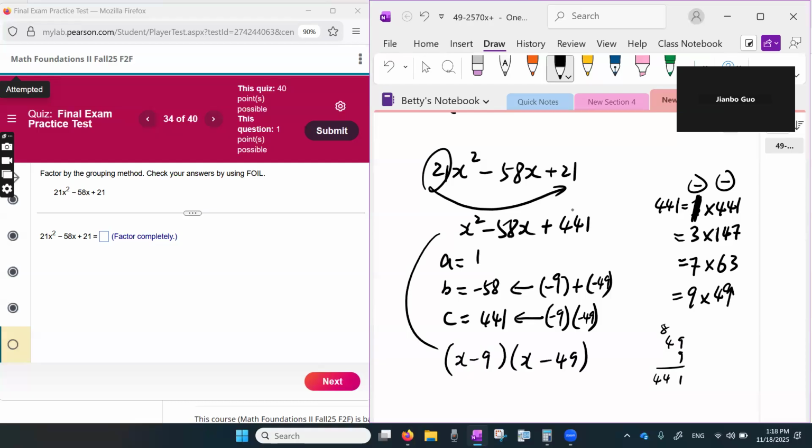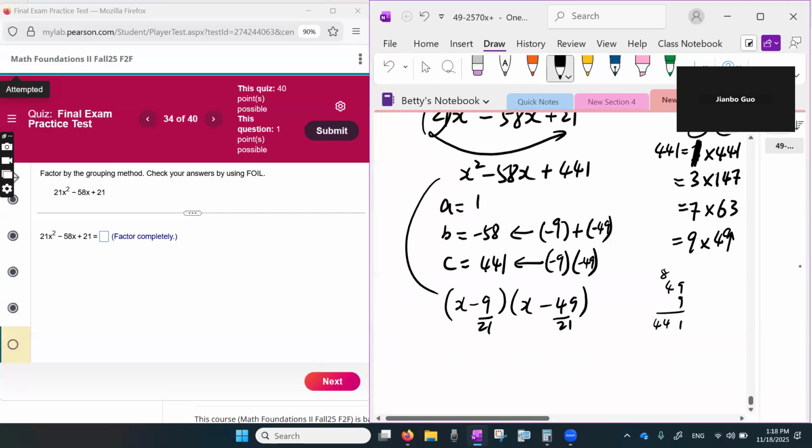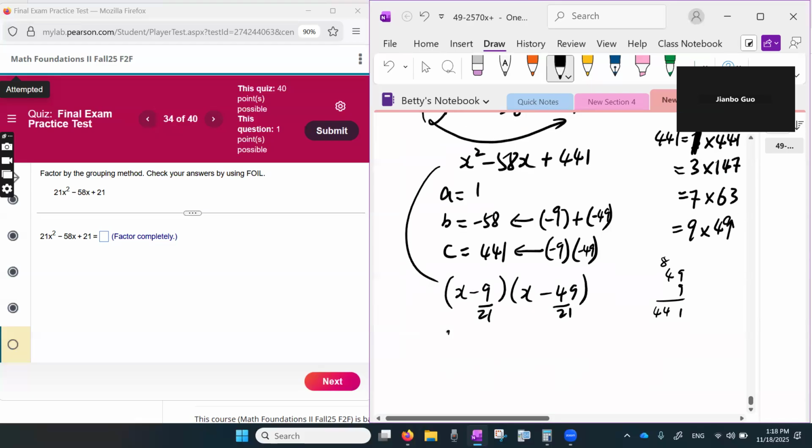And then divide the two numbers by 21, which is the leading coefficient we slid away earlier. Simplify the fraction: 3 over 7. And this one is 7 over 3. 49 divided by 7 is 7, 21 divided by 7 is 3. Okay, and then we are going to slide it back. So 7x minus 3, 3x minus 7.